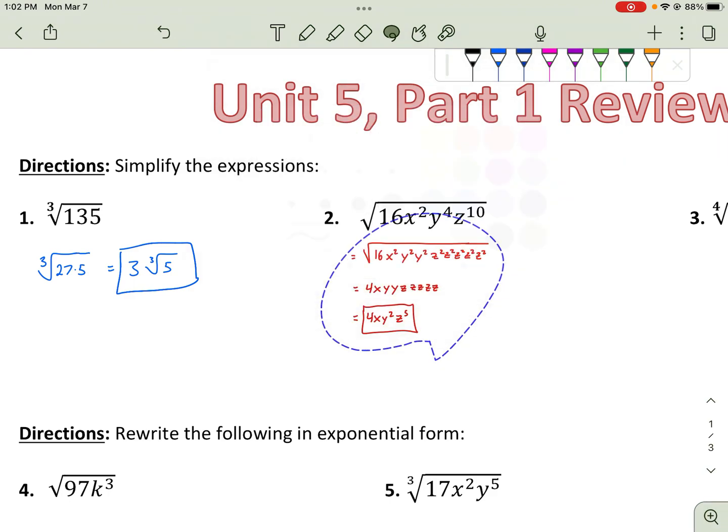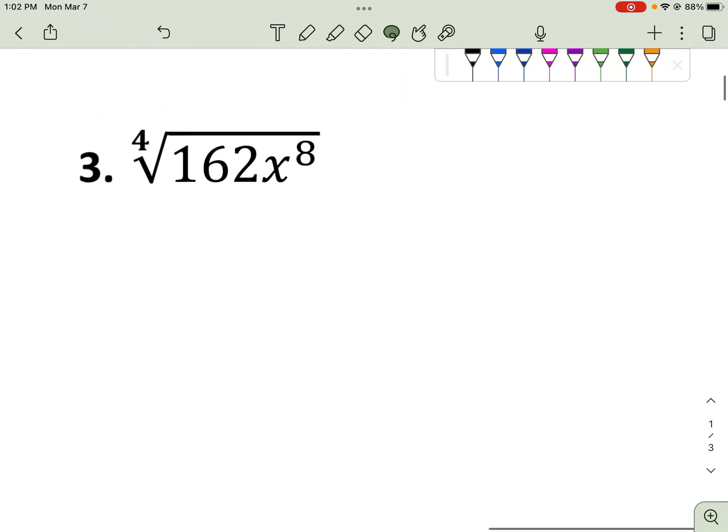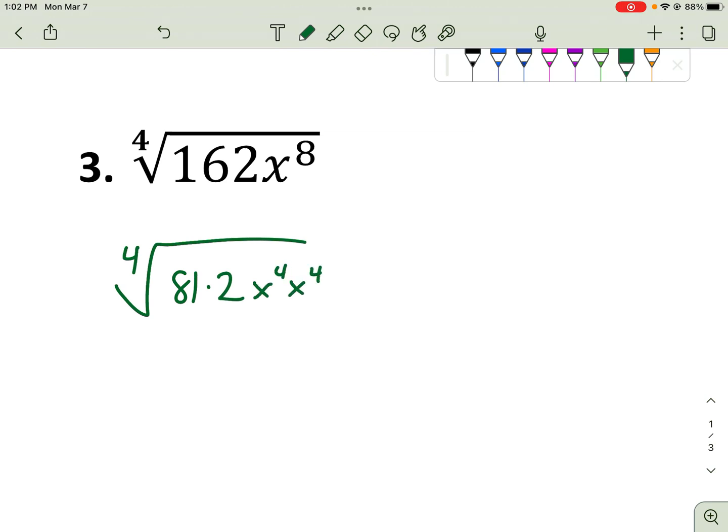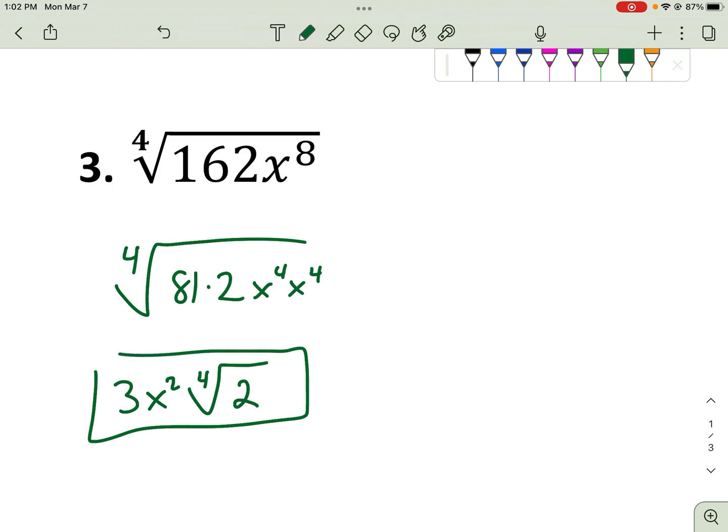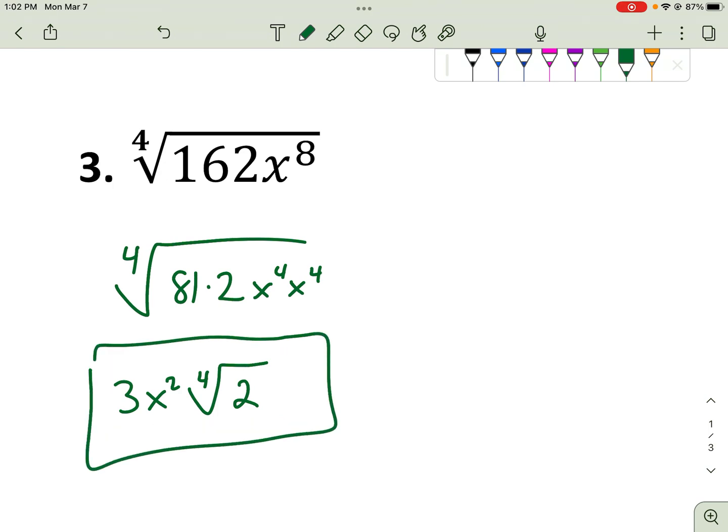All right. And then over here, now we have a 4th root, so we want everything to be a perfect 4th power. 81 times 2 is 162, and x to the 8th, we're going to make x to the 4th, x to the 4th. The 4th root of 81 is 3, so you get 3. We can bring out an x from here and an x from here, giving us x squared on the outside, and that 2 stayed underneath because I did not 4th root it. And so that's how you simplify problems of that type.